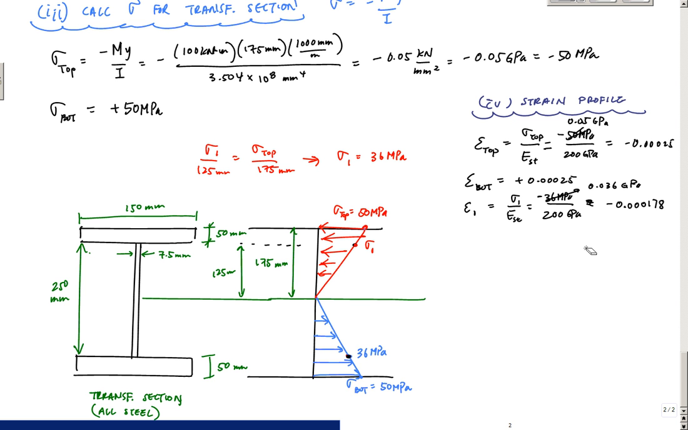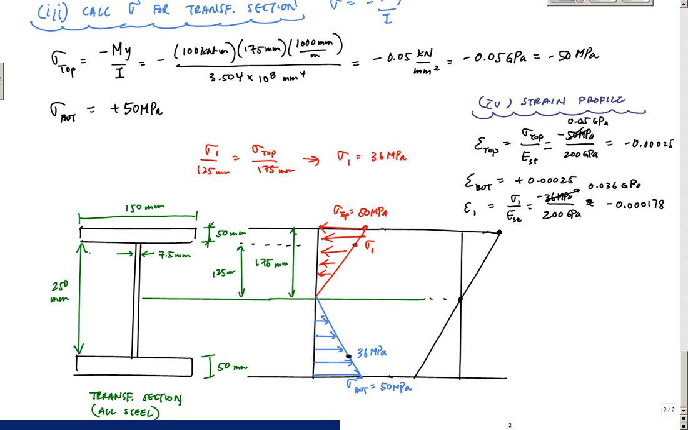Now if I want to draw the strain profile of the transformed section, let me draw a vertical line. Using Hooke's law, all I did was divide all the stresses by the modulus of elasticity of steel. And I have the neutral axis. The strain at my neutral axis is 0, and I have a linear strain profile. All the strains on the right are considered negative, or compressive, strains.